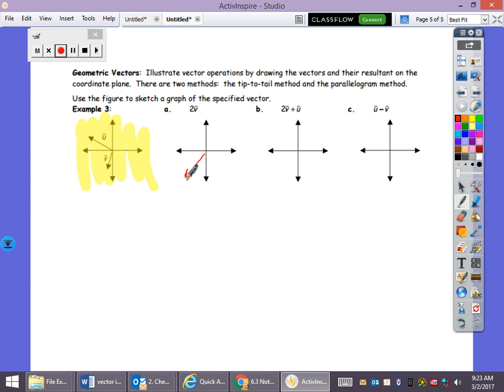What did I just make a sketch of? V. What did they want? 2v. Bam. 2v. That's it. I went v and v again. 2v. V and v is 2v.